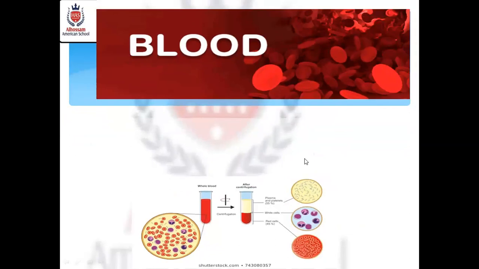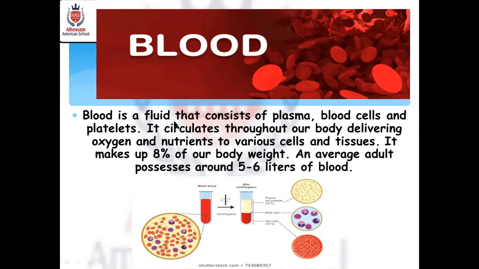Before knowing the components of blood, we have to understand what's the meaning of the word blood. Actually, the word blood means a fluid that mainly consists of plasma, blood cells, and platelets. It circulates throughout our body, delivering oxygen and nutrients to various cells and tissue, and it makes up 8% of our body weight. An average adult possesses around 5 to 6 liters of blood.